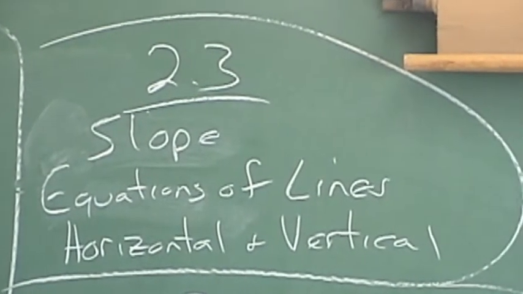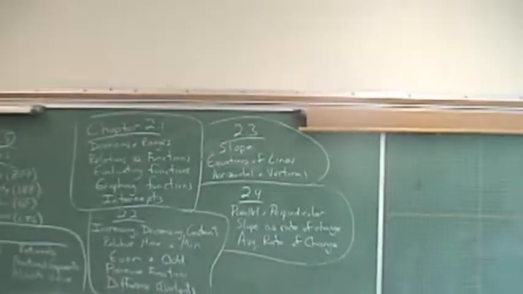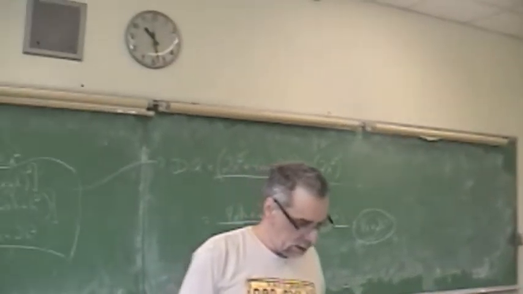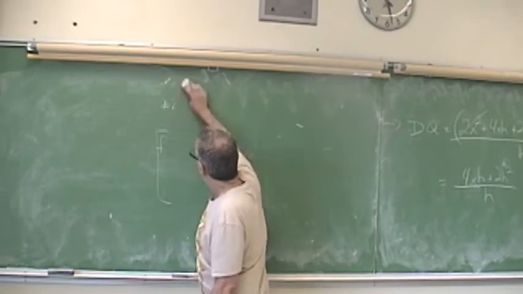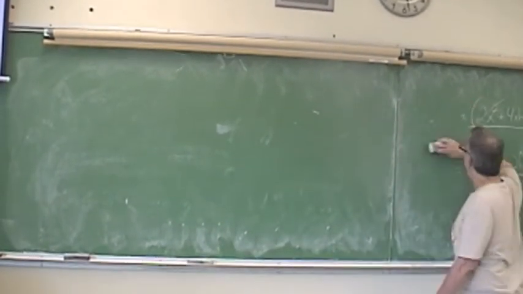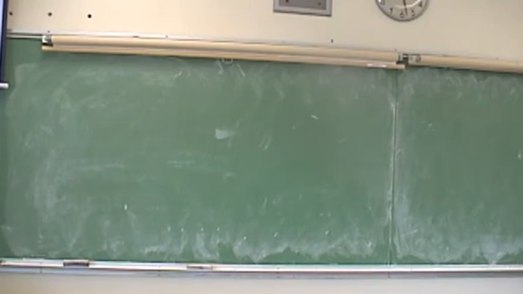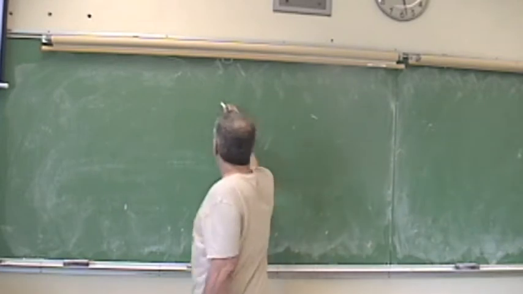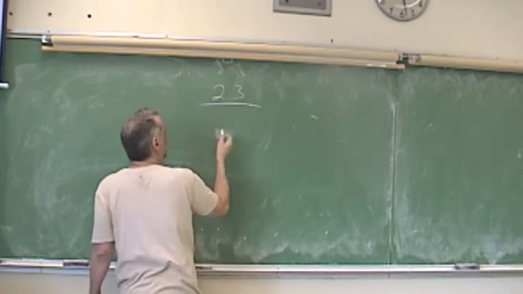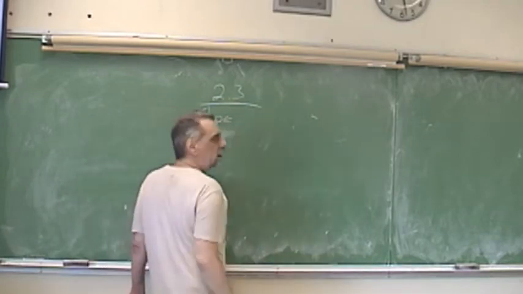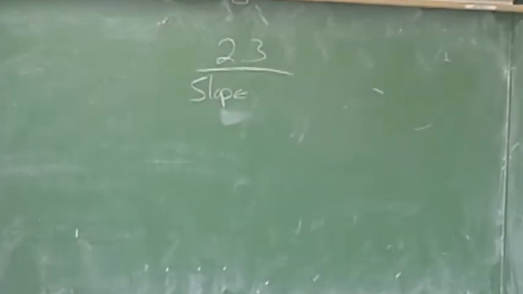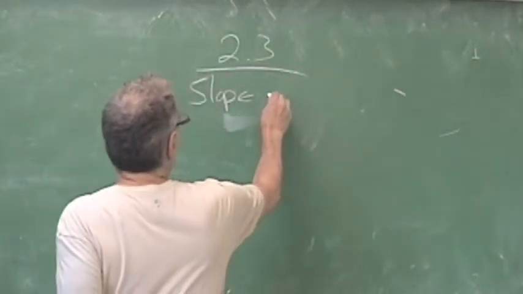Okay, into section 2.3, pretty much continuing our discussion of lines in this case. We've already defined a linear equation, we've solved linear equations, we've graphed linear equations. Which we just mentioned slope in the last section, so now we're going to discuss slope and equations of lines in this section.